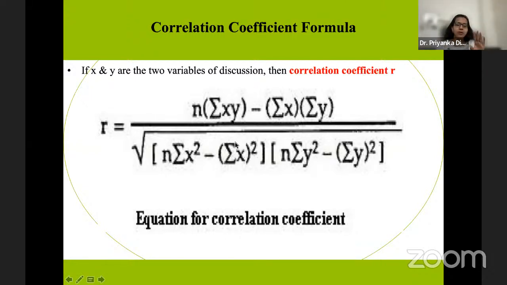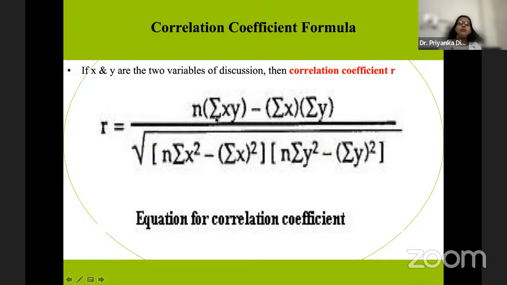It seems a little complicated, but it's not. There are various forms of the correlation formula you will find in different textbooks or online material. So what is this? X and Y are the two variables. X can be the time spent on exercise, Y is the blood pressure, and N is the number of observations.